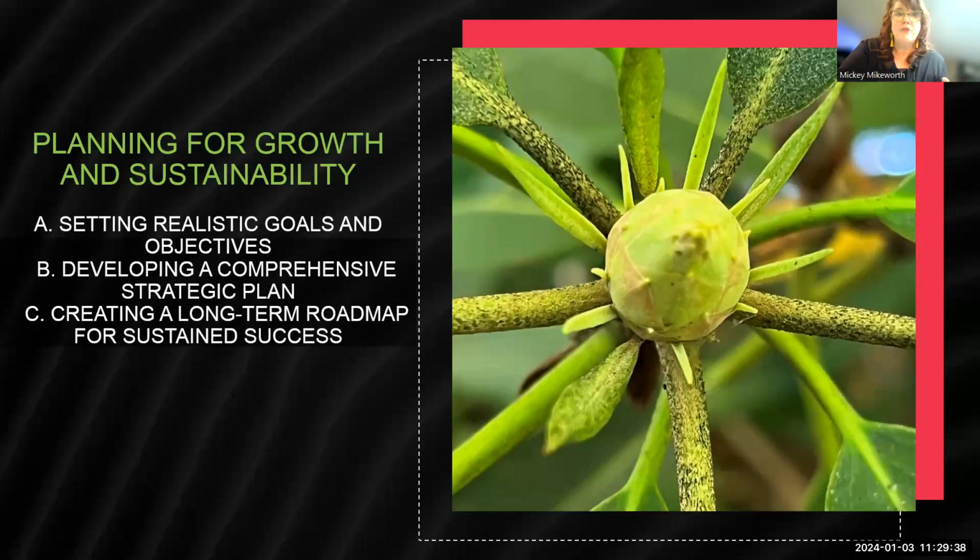Planning for growth and stability. You want to be able to do that. If you've been in your business a long time, a lot of people didn't know that they were going to be in business for 20 years.